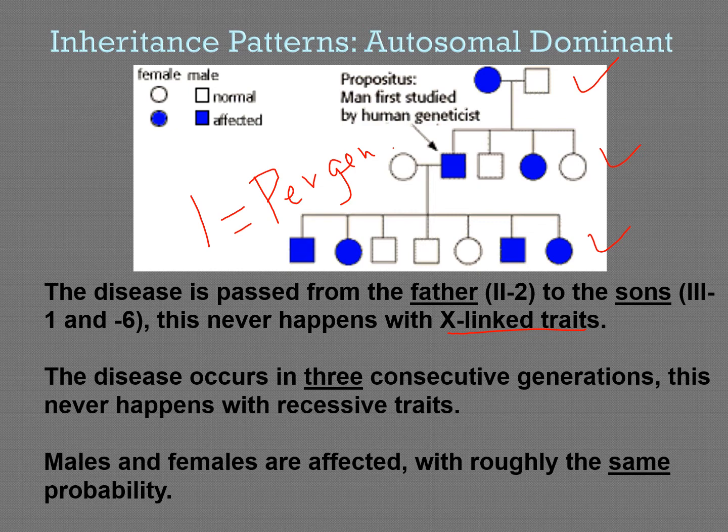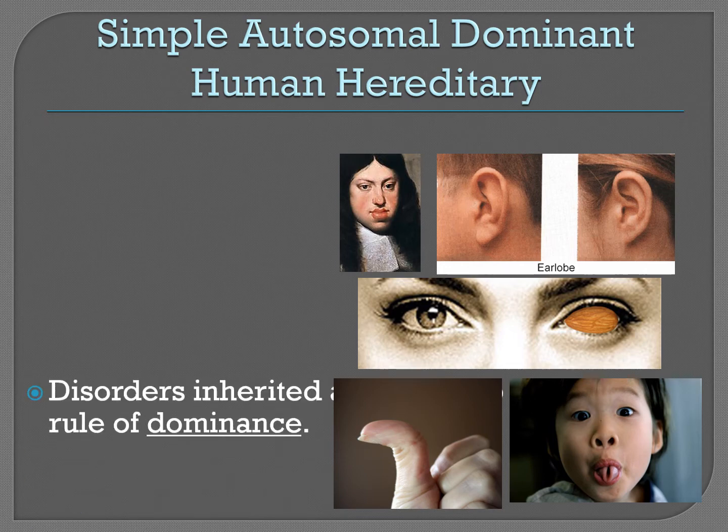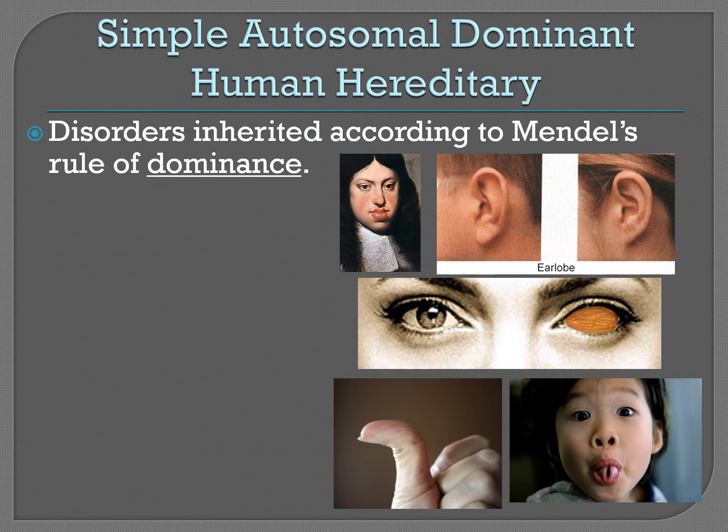The disease occurs in 3 consecutive generations or more, basically. Males and females are affected with roughly the same probability. So again, at least one person per generation. What are some examples of the dominant? Well, again, this is dominance. And if you are dominant, obviously you're going to have a big letter, or you're going to be a big letter, little letter. Regardless, if you have a big letter, you're going to be dominant.